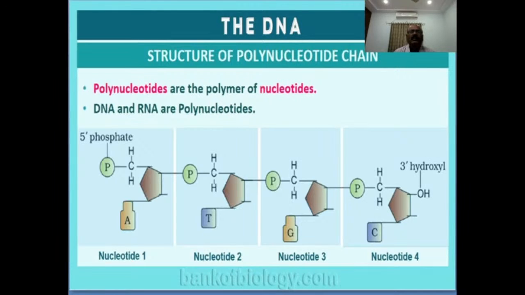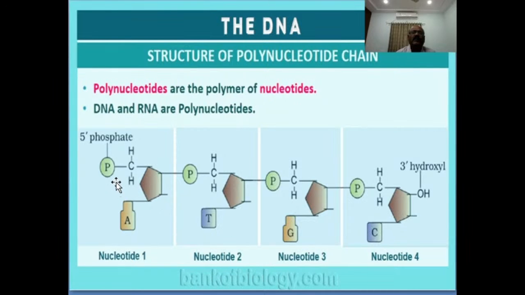So a nucleotide possesses three types of components. That means nitrogen base, sugar and phosphate. These three together are called a nucleotide. So this is one nucleotide, this is one nucleotide, this is one nucleotide, this is one nucleotide. So many nucleotides are there in DNA and RNA. That's why DNA and RNA are called a polynucleotide chain.